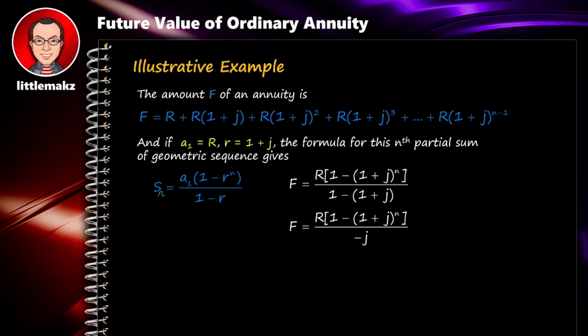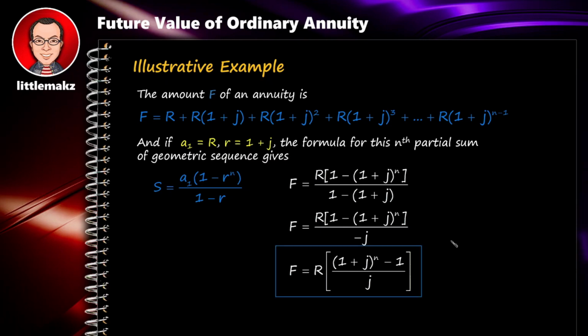Now take note that this is cancelled, and so this is going to become negative j. And finally, making this positive, we interchange 1 and 1 plus j raised to n. Simplifying further, we have F is equal to R times the quantity 1 plus j raised to the n power minus 1 all over j, which is the formula for your future value.